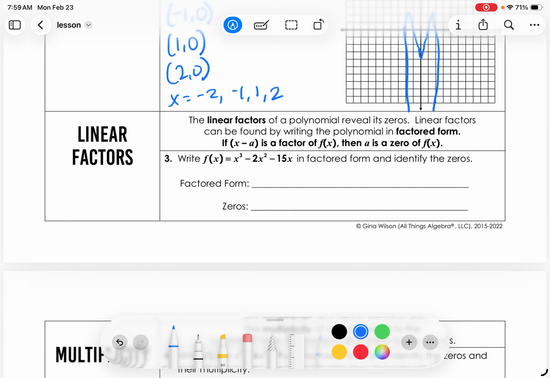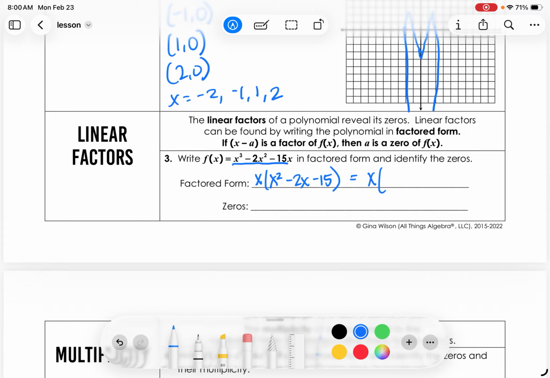So let's take, for example, here is our equation. If you look there, the first thing that stands out to me is you can factor out an x. And so that leaves you with x times x squared minus 2x minus 15. And then that can be simplified a little bit more.